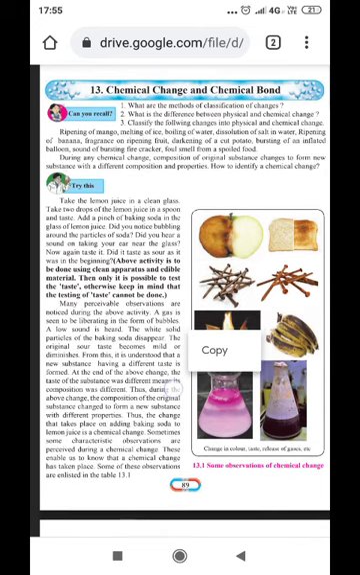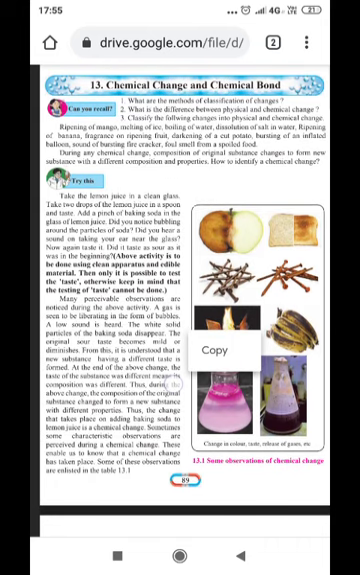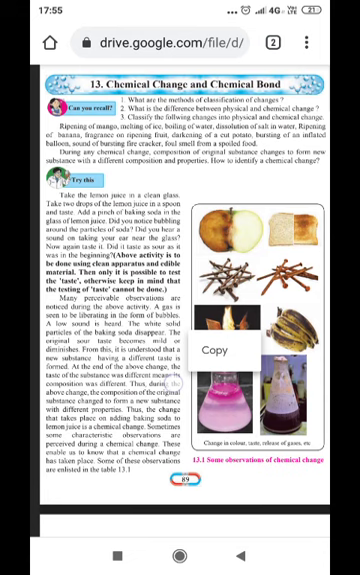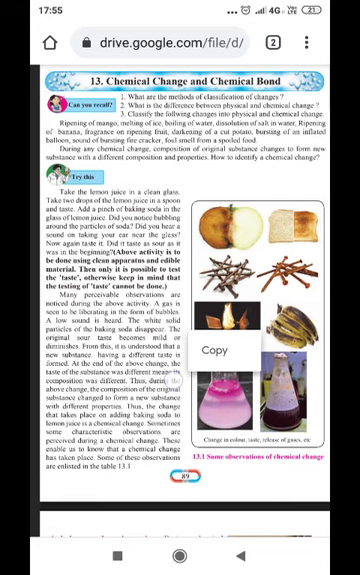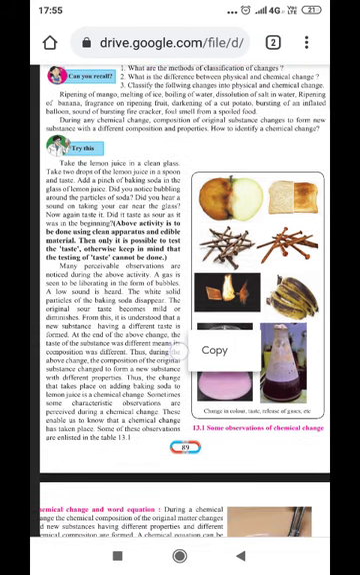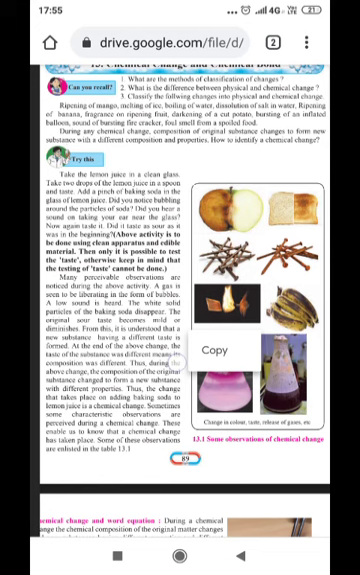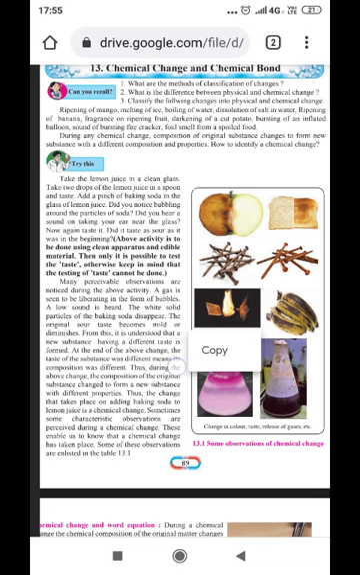Now, various examples of change are taking place in our day to day life. For example, ripening of mango, melting of ice, boiling of water, dissolving salt in water, ripening of banana, fragrance of ripening fruit, darkening of a cut potato, bursting of an inflated balloon, sound of a bursting firecracker, foul smell from spoiled food, etc. Now, these are some reactions which are taking place in our day to day life, but among this, all are not chemical changes. Change is taking place, but all are not included in a chemical change.